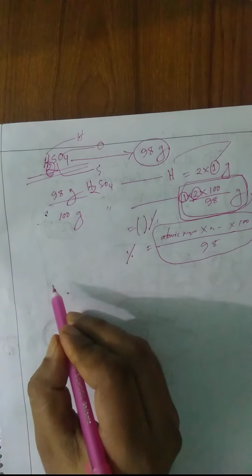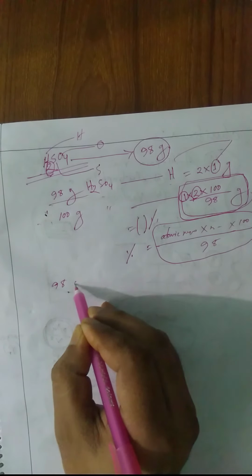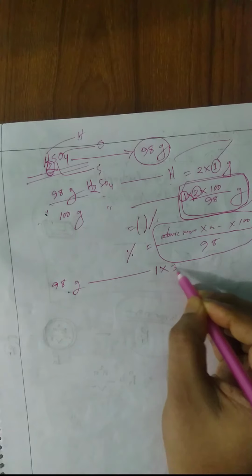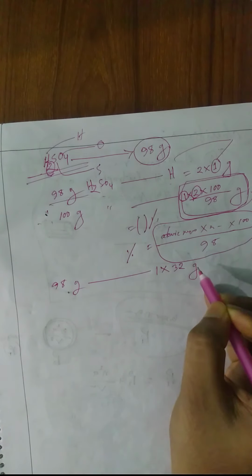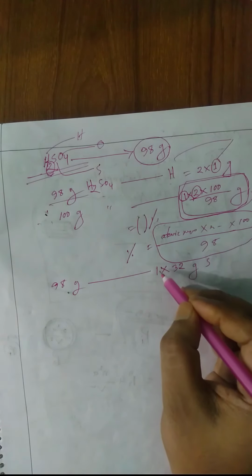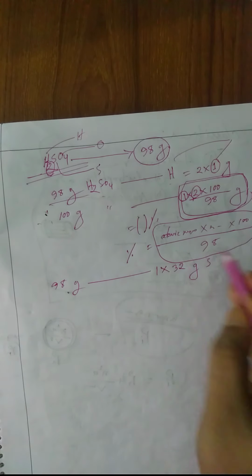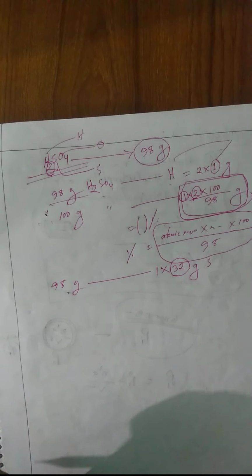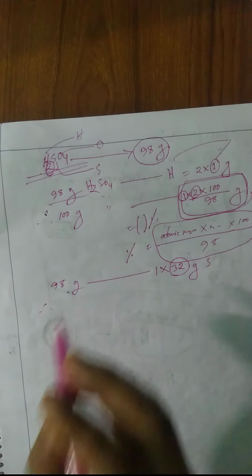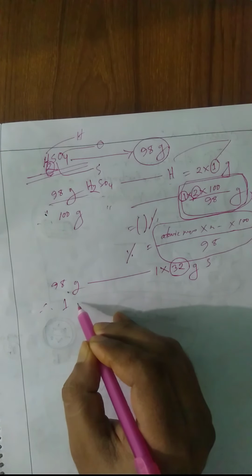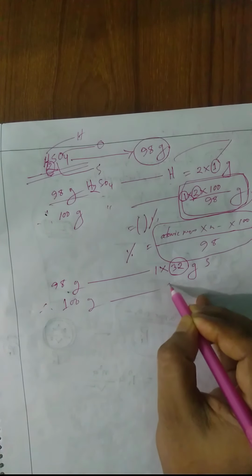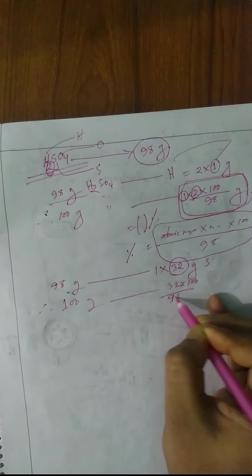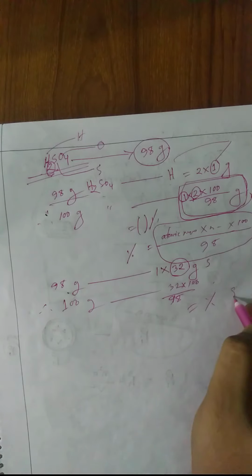Next, sulfur. In 98 grams sulfuric acid, sulfur is 1 multiplied by 32 gram of sulfur. 1 is the number of sulfur atoms and 32 the atomic mass of sulfur. So 100 multiplied by 32 divided by 98, and this is the percentage of sulfur.